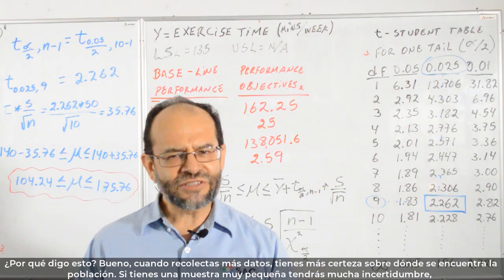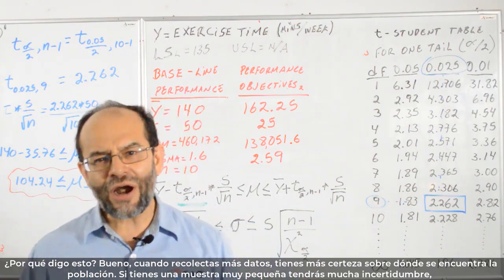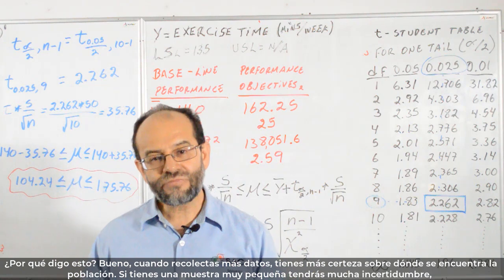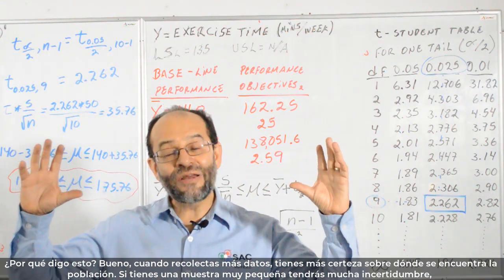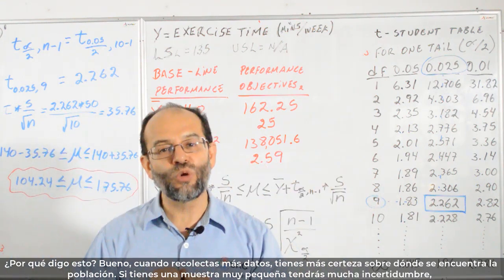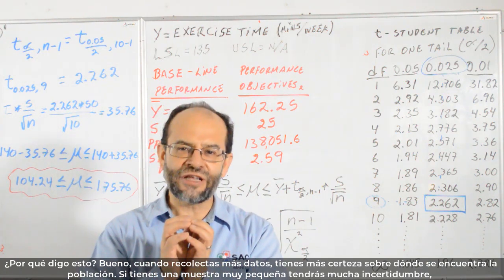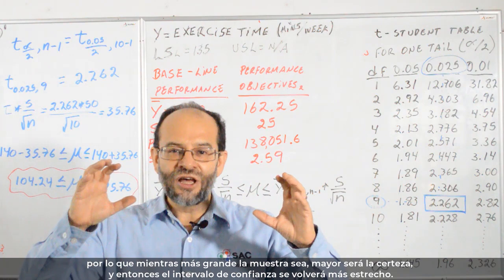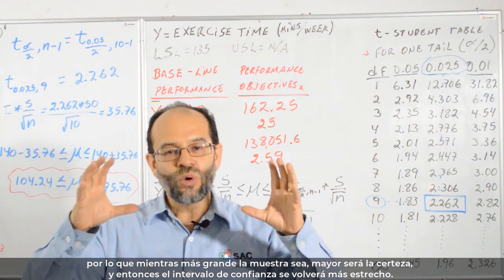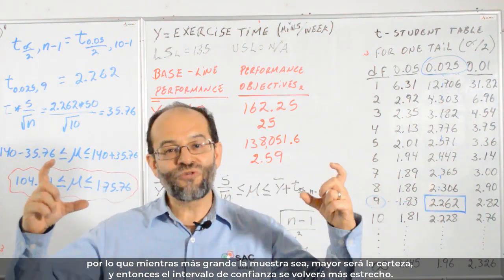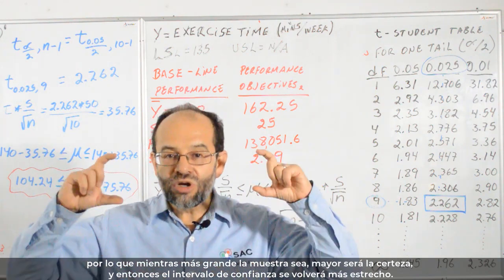Why am I saying that? Well, when you are collecting more data, you are having more certainty of where the population is. If you are having a very small sample, you have a lot of uncertainty, but the bigger the sample is, your uncertainty will be decreased, and then the confidence interval is going to narrow down.